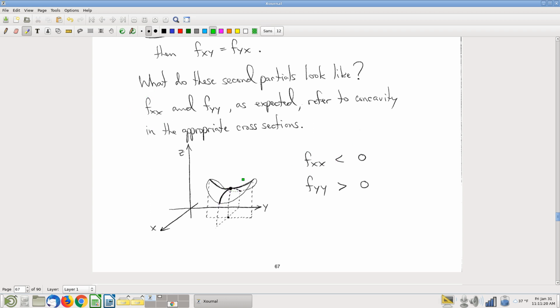Now there is something that we have not addressed. I have not addressed what the mixed second partials look like, and we don't have time for that.